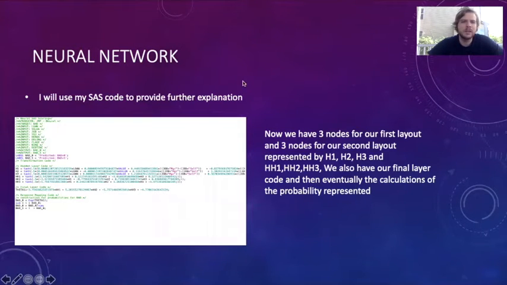So I'm using my SAS code to provide further explanation, and you guys can see that right now we have three nodes represented by their weights, which the first node gets negative 3.79, second 5.20, the third minus 7.25, plus the intercept, which is negative 4.77. And then we also have the final layer and eventually the calculations of the probability represented.